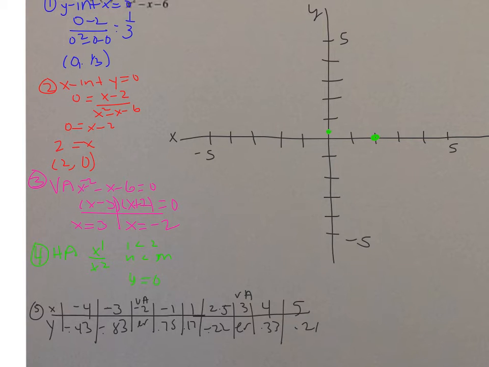Let's graph our vertical and horizontal asymptotes. Okay, so I have a vertical asymptote at 3. So draw in that dotted line. That's at 3. And I also have a vertical asymptote at negative 2.